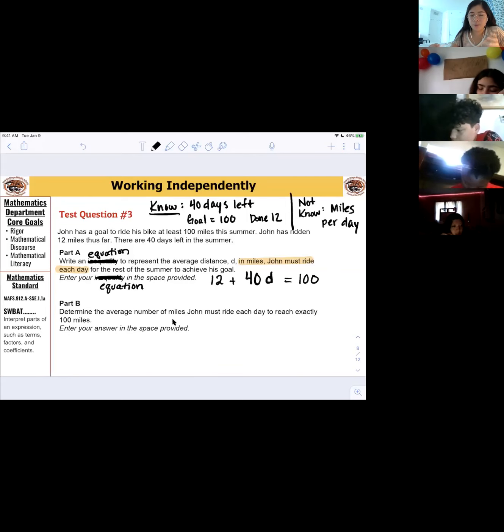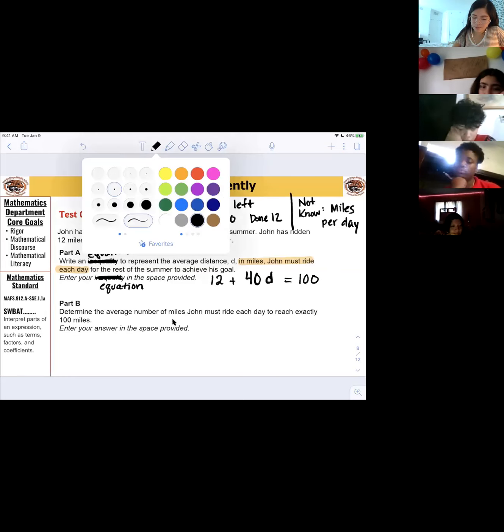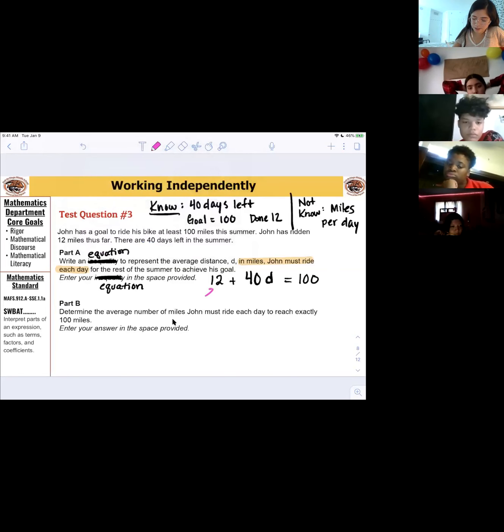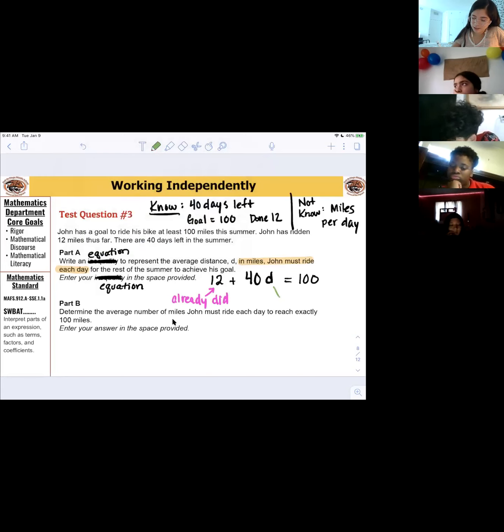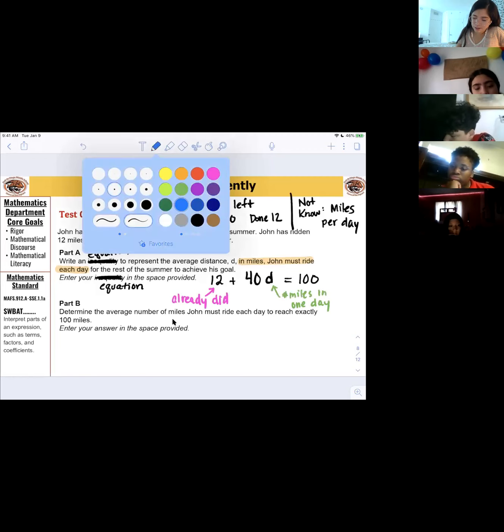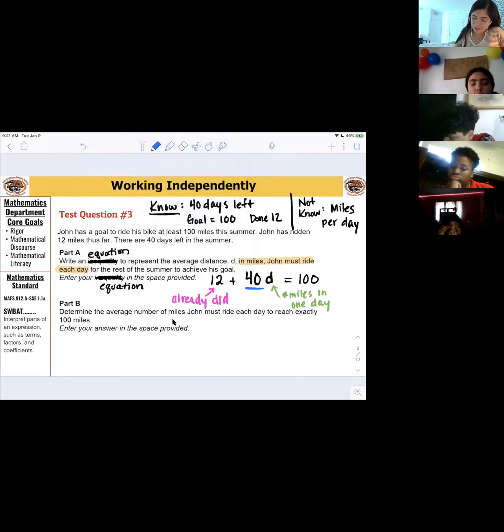So I'm going to explain that another way because I know that could have been a little confusing. In order to get to 100, he starts with 12 miles. So this is how much he already did. D is the number of miles, sorry, the distance, my bad. D is the number of miles in one day. And then 40 is how many days are left in summer.